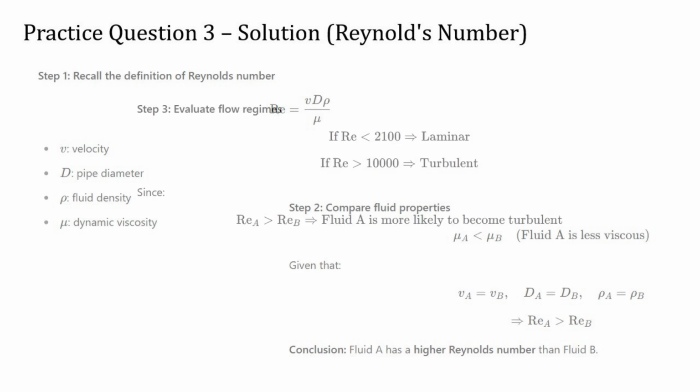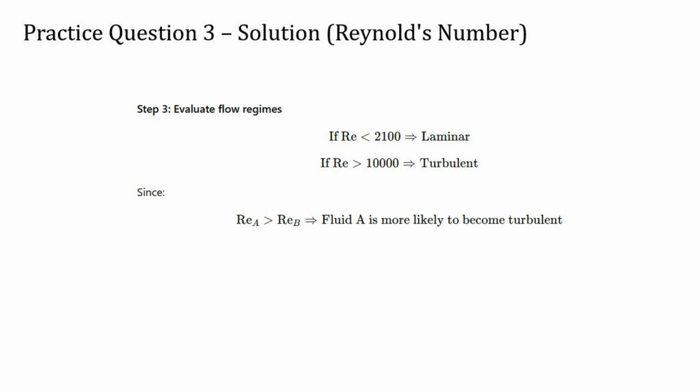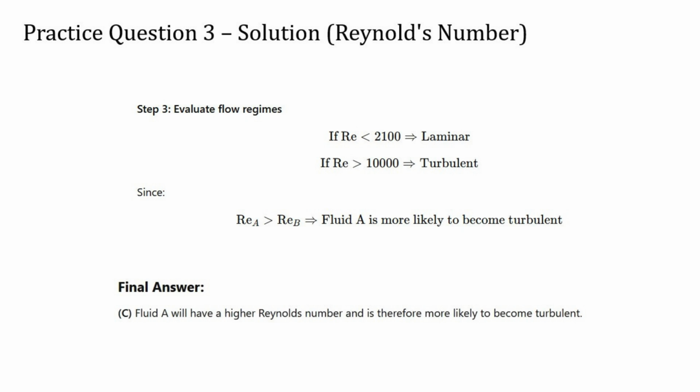We then consider how the Reynolds number relates to flow regimes. From the reference ranges given in fluid mechanics, a Reynolds number below 2,100 indicates laminar flow, above 10,000 indicates turbulent flow, and values in between suggest transitional flow. Since fluid A has a higher Reynolds number due to its lower viscosity, it is more likely to enter or approach the turbulent flow regime compared to fluid B. Therefore, the most accurate interpretation is that fluid A will have a higher Reynolds number and is therefore more likely to become turbulent. This matches answer option C.